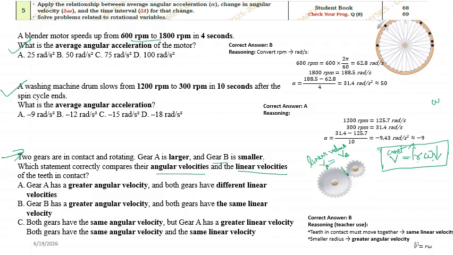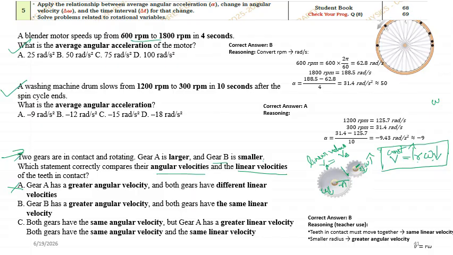So let us choose the correct option. Gear A has a greater angular velocity and both gears have a different linear velocity. Different linear velocity, obviously this is wrong, and moreover greater angular velocity. Gear A, having greater radius, will have less angular velocity. So the first option is wrong. Now what about the second one? Gear B has a greater angular velocity. Look at gear B, its radius is less, so obviously angular velocity must be more.